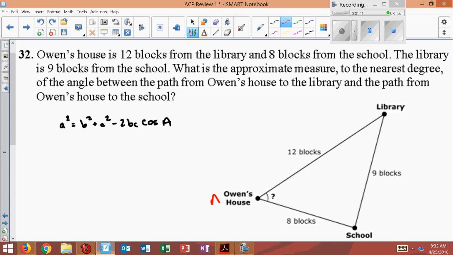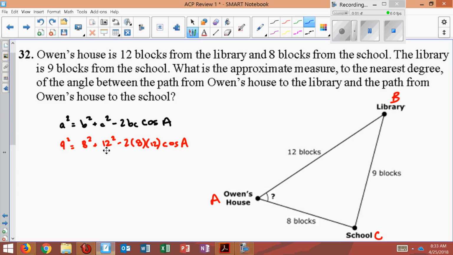Let's say this is angle A, this is angle B, and this is angle C, which means side length a is 9. So 9 squared will equal b squared, which would be 8 squared, plus c squared, and c is 12, so 12 squared, minus 2 times 8 times 12 times the cosine of angle A. At this stage, if you wanted to, you could use solve, but I want to continue on. How would you do it if you could not use solve?